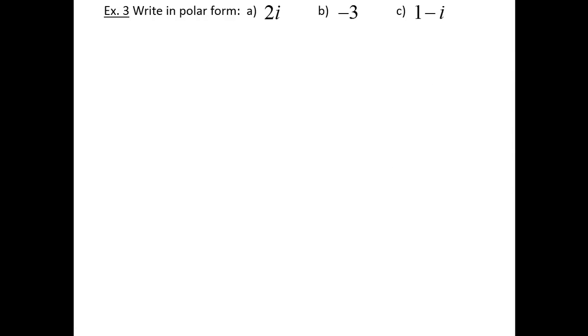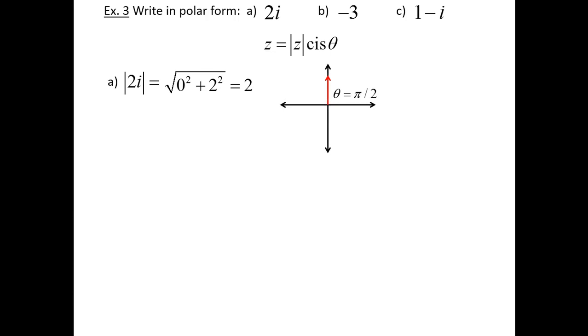Let's do an example. Write in polar form. So we have 2i. Remember, this is the polar form of the number. We need to start by finding the modulus. The modulus for 2i is 2. And that should kind of make sense to you. Now think about where 2i is. That would end up on the positive side of the imaginary axis. So the argument for that would be pi over 2. So in polar form, we would express this as 2 cis pi over 2.